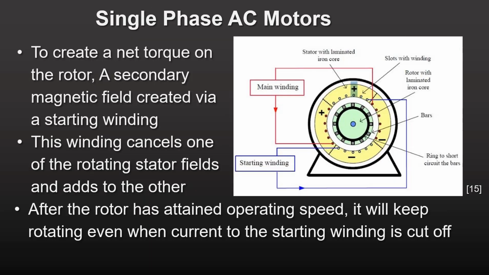We need to create a net torque on the rotor of the single-phase AC motor in order to get it to rotate. We can do this by creating a secondary magnetic field with an extra winding known as a starting winding. The magnetic field of the starting winding cancels one of the rotating stator fields and adds to the other. After the rotor has attained operating speed, it will keep rotating even when current to the starting winding is off.